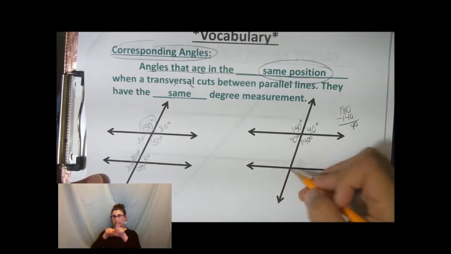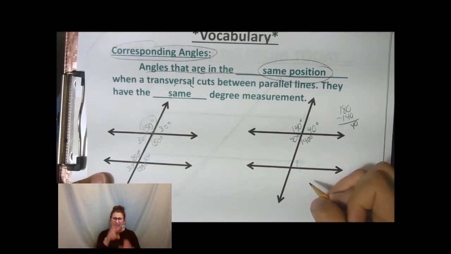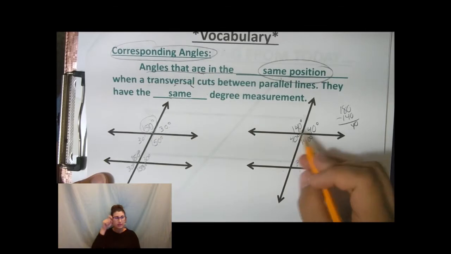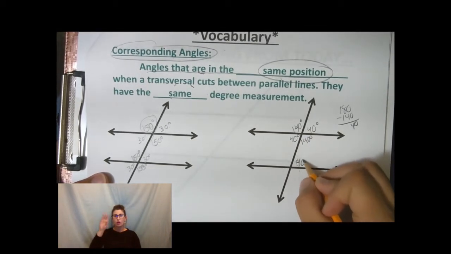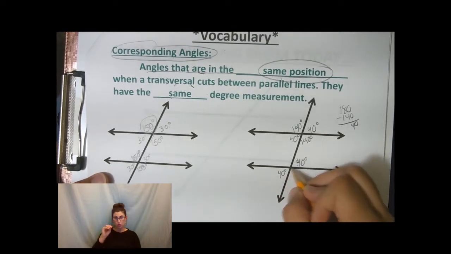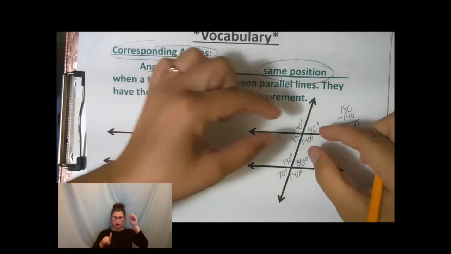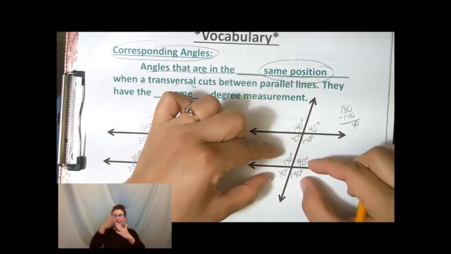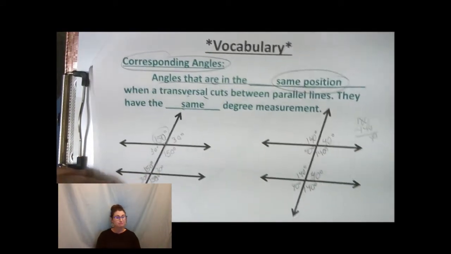Now, let's look down here. What would this angle be? This is the top right. What's the top right angle up here? 40 degrees. So this is 40, so this is 40. That means this one must be 140 and this one's 140. It's like copying whatever's up here directly down here. Okay, let's keep going.